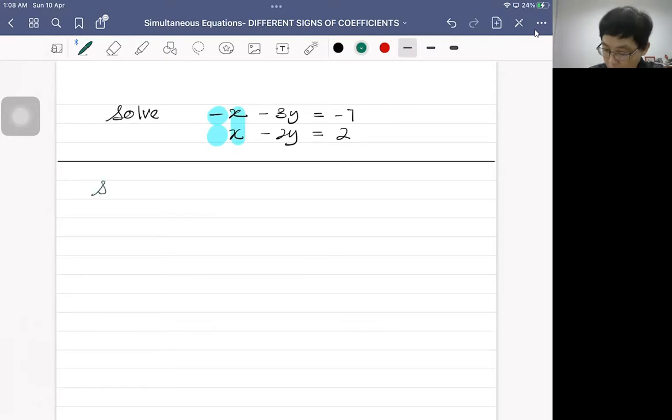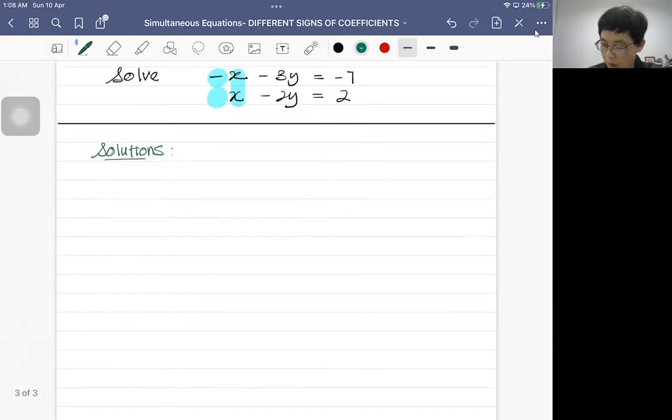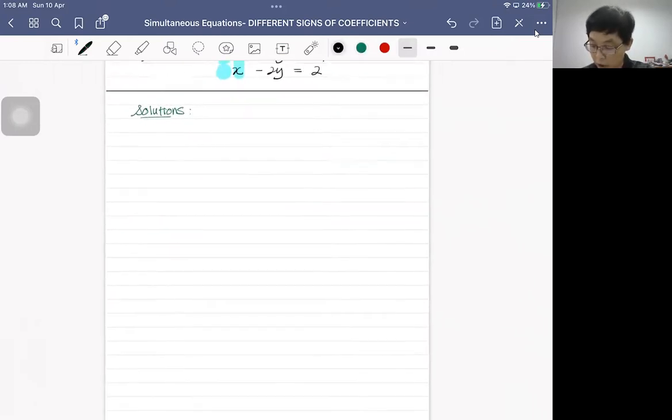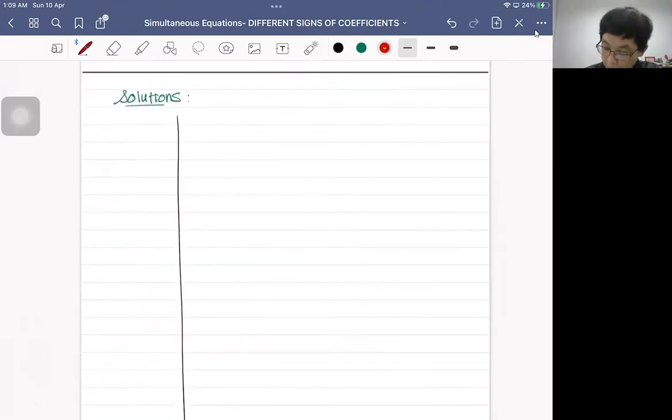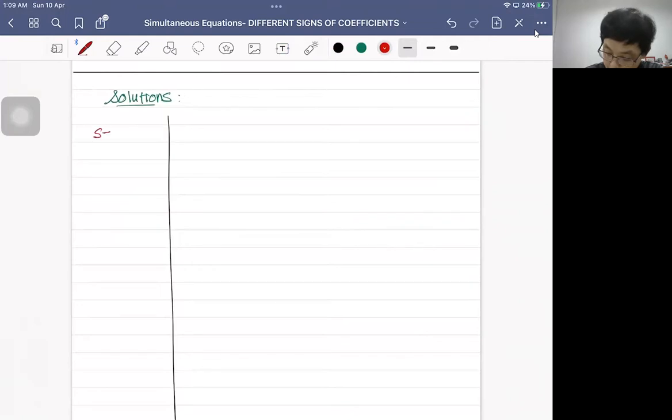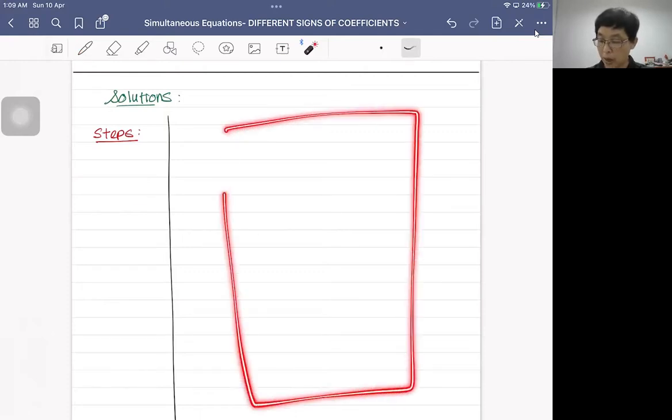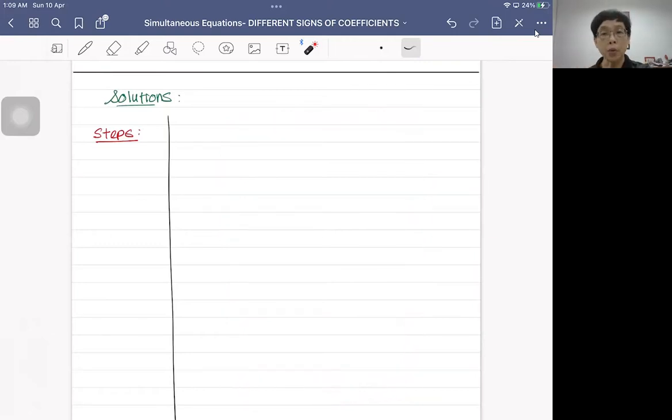So let's go on. I'm going to put down here solutions. And for your learning, I'm going to make a partition on this page. And then on the left-hand side, I'm going to put down here the steps. Okay, these are the steps for your understanding and remembering. You do not have to write whatever is written here, but whatever is written here, these are the things that you want to write down clearly for the examiner's marking.